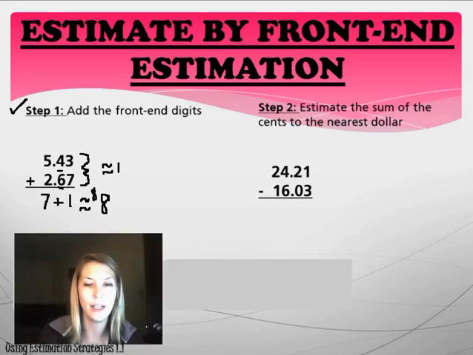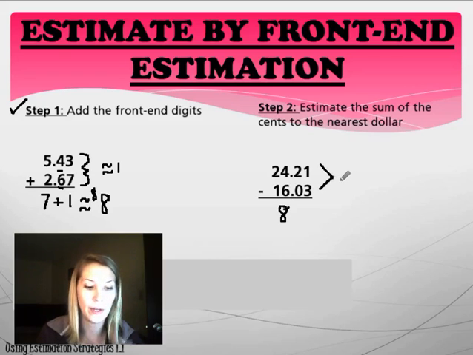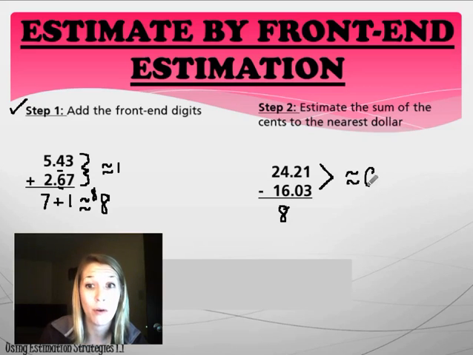Alright, let's see how you did. We have 24 minus 16, which in this case is 8. Did you estimate that 21 cents and 3 cents is closer to 0 than it is to 1? So 0 plus 8 would be approximately $8 as well.